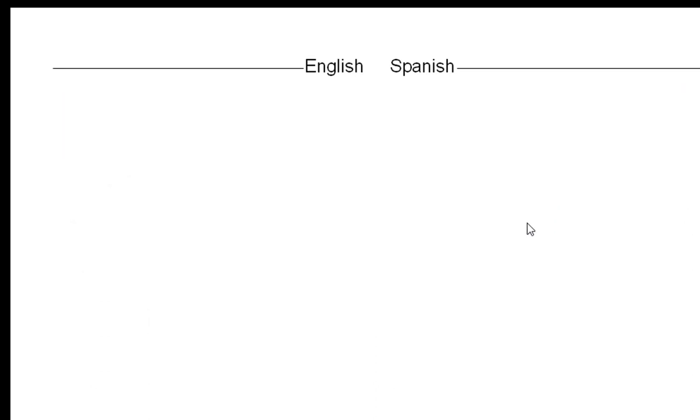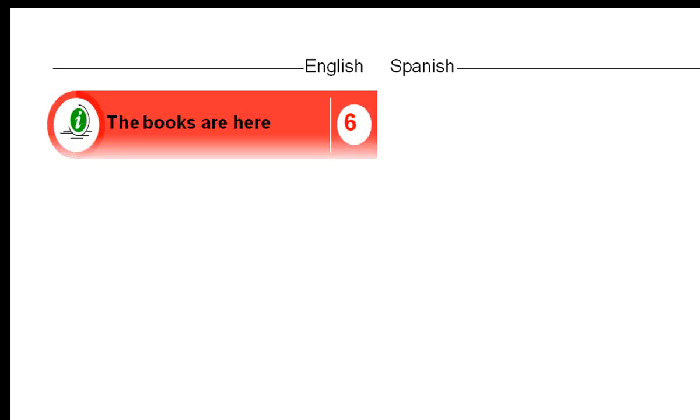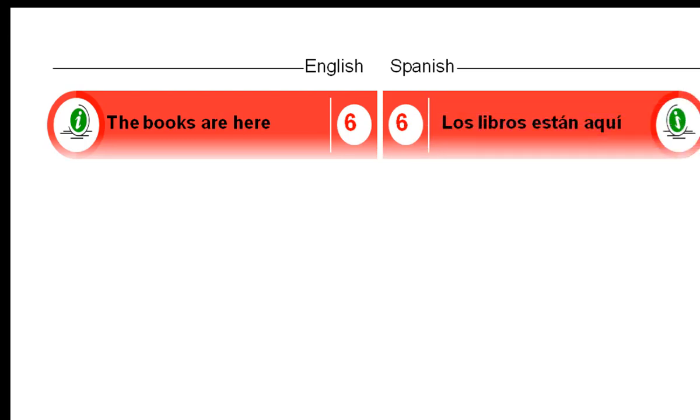Similarly, I think you'll guess what the next example is going to be. The books are here. Tell me, how will you call it out in Spanish? Yes. Los libros están aquí.